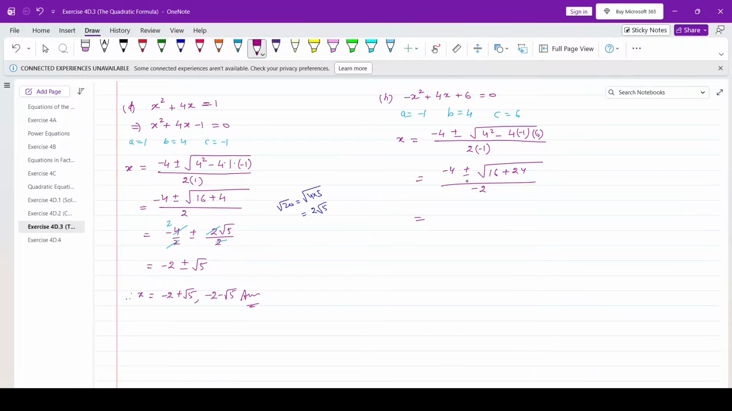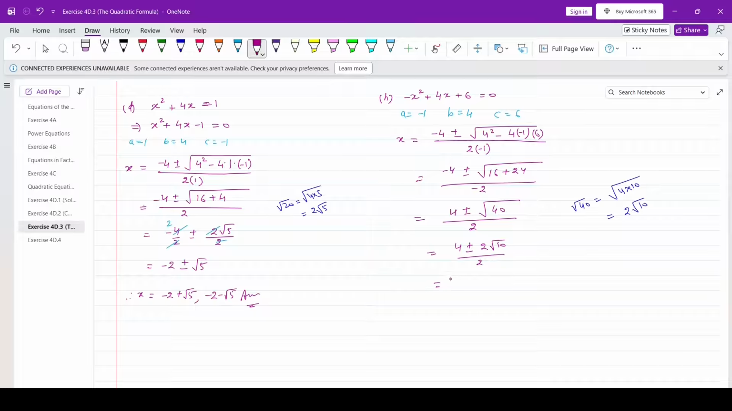Now taking the negative sign common from the numerator and denominator, we are left with 4 plus or minus square root of 16 plus 24, that is 40, divided by 2. We know root 40 can be written as square root of 4 times 10. Now this becomes 2 root 10, and hence we can replace root 40 with 2 root 10.